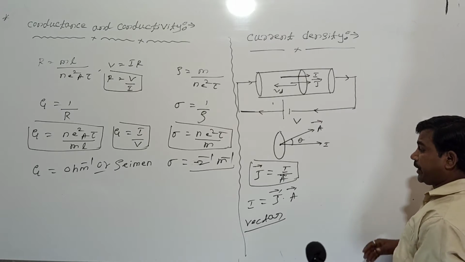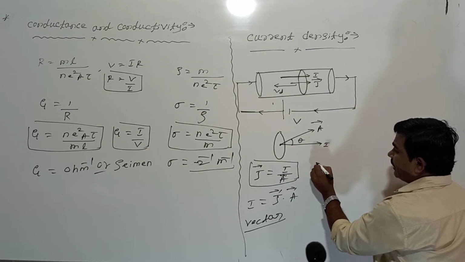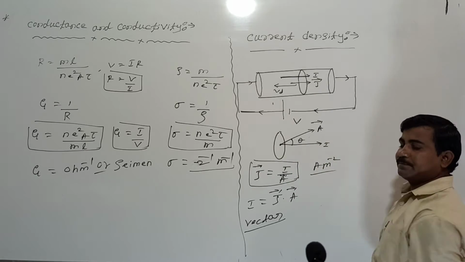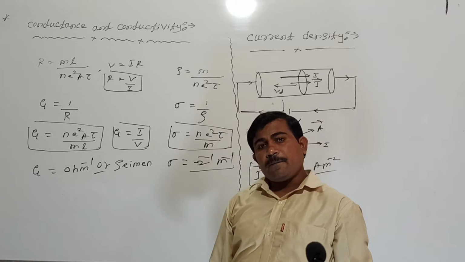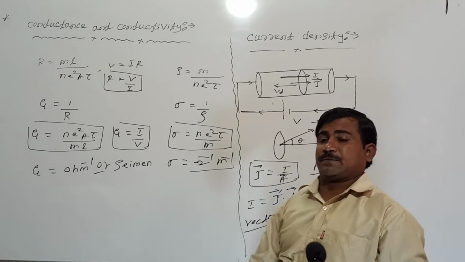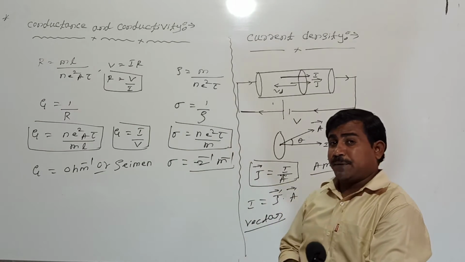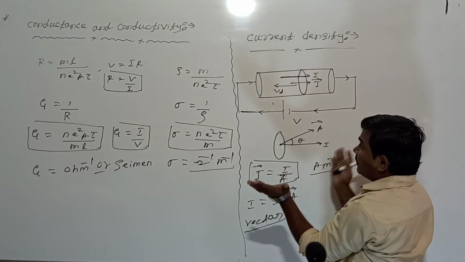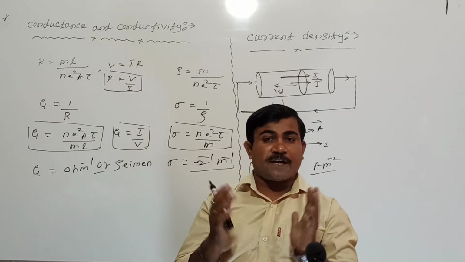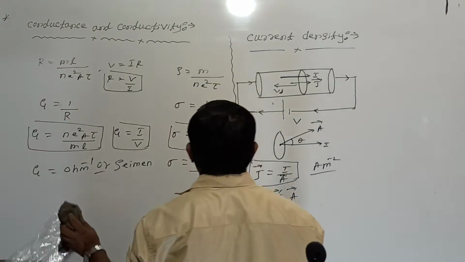Current density is a vector quantity. Then how do I decide here? See here, current density is current by area. Current is measured in ampere, area is measured in meter square, so current density is ampere per meter square. That holds when the conductor has a uniform cross section. But when the conductor has a non-uniform cross section, how to represent the current density? That we will see here. Look at this, focus.